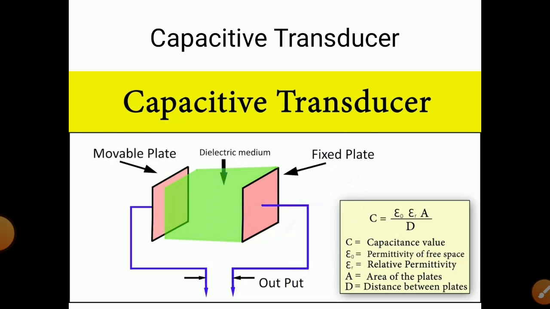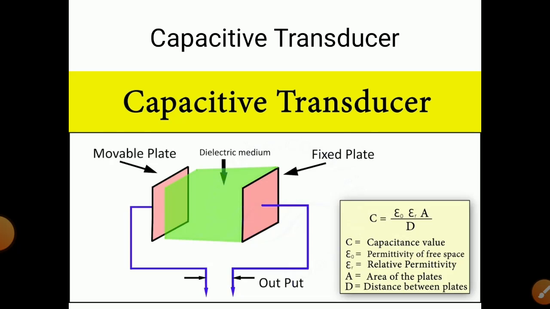The permittivity of that medium depends upon different materials like air, water. Okay, so if there are different mediums, then the dielectric constant is also different, and we get the output on the electrodes that are taken out. Okay, there we will get the output.